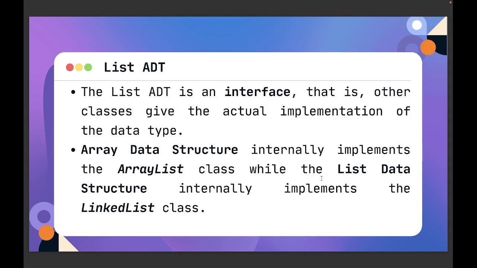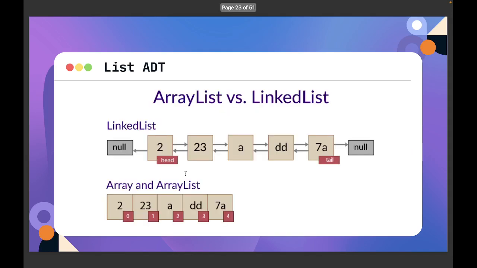So abstract data structure internally implements the array list class while the list data structure internally implements the linked list class. So soon you will understand yung kaibahan nitong array list at the linked list. But again, these two are considered as abstract data types. So yan, ito yung sample niya na diagram.